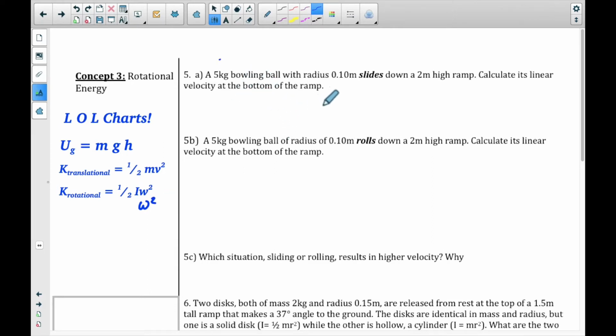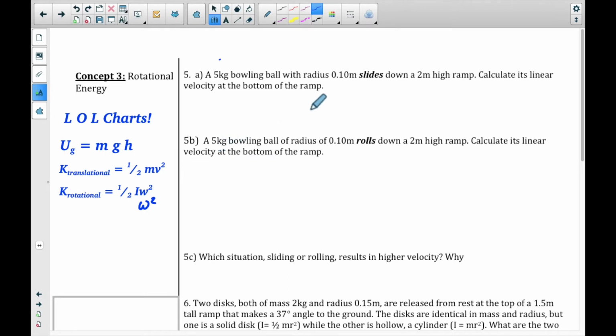Okay, so if we have a bowling ball with a certain radius and it slides down the ramp, how fast is it going to be at the bottom of the ramp? Well, this would be like an icy ramp. Say you coated it with Vaseline or something and it's just sliding down rather than rolling. And maybe you've even been to a bowling alley, you know that they do grease those alleys. And sometimes, if you watch the ball, it will slide rather than roll.